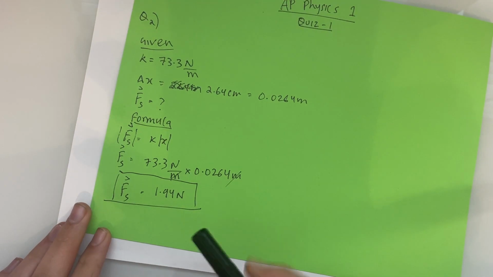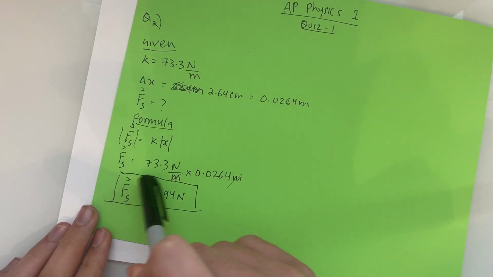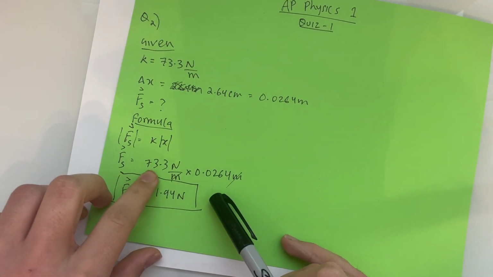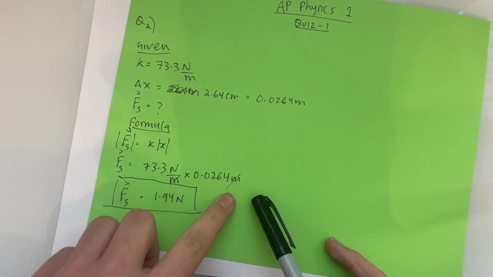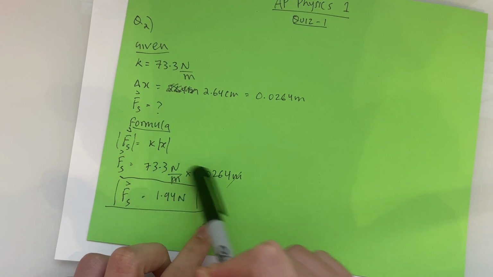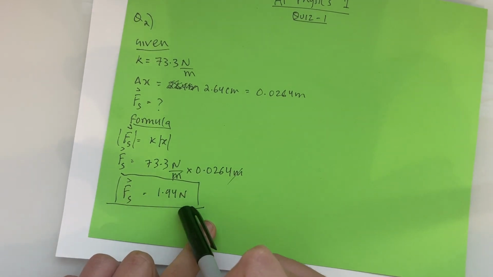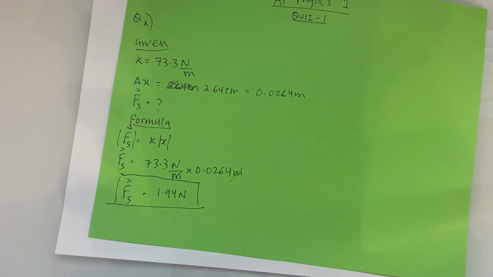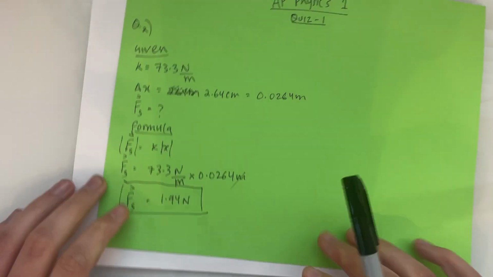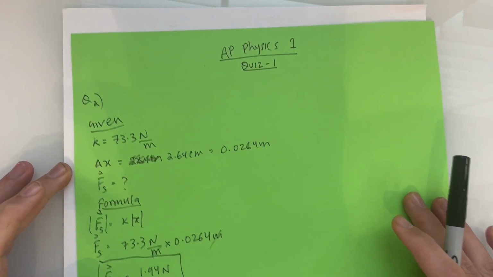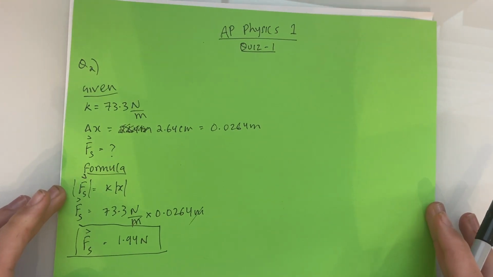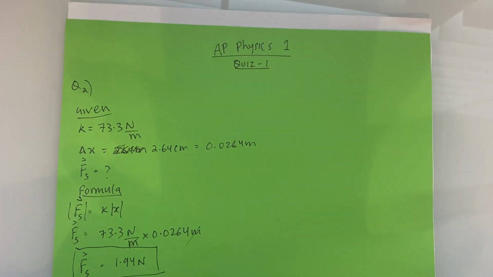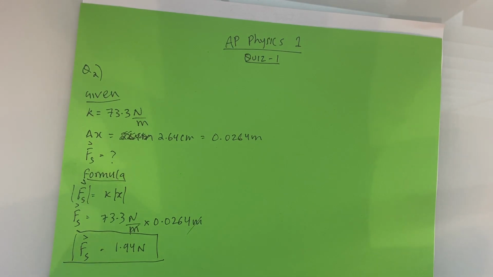So we can do that. Force Fs is equal to k, the k value is given to us, 73.3 newtons per meter, multiplied by 0.0264 meters. The meters and meters cancel out, and when you multiply these two values, you get a force of 1.94 newtons. And this is the answer to the question. This is a pretty easy one. I just thought of solving it in front of you, so just make sure your answers are right. So these two are the answers.